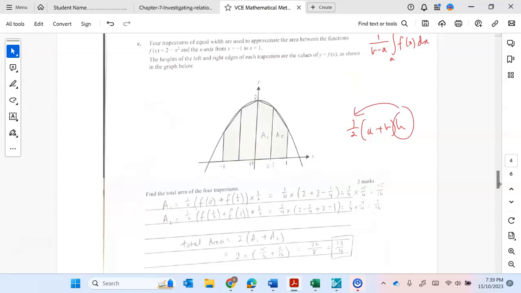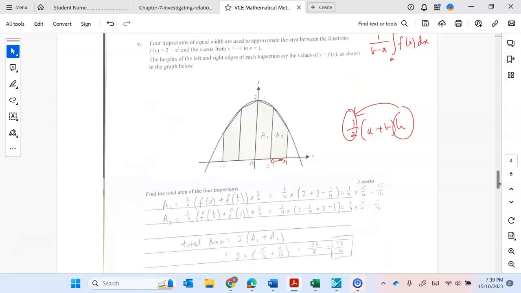So that's the main thing. Because the width, which is your height, this distance here, in this case it's 0.5, but often it's just 1. So the number out the front is often a half, but in this question it's not, because your height is not 1, it's 0.5. All right, so let's go through this question.